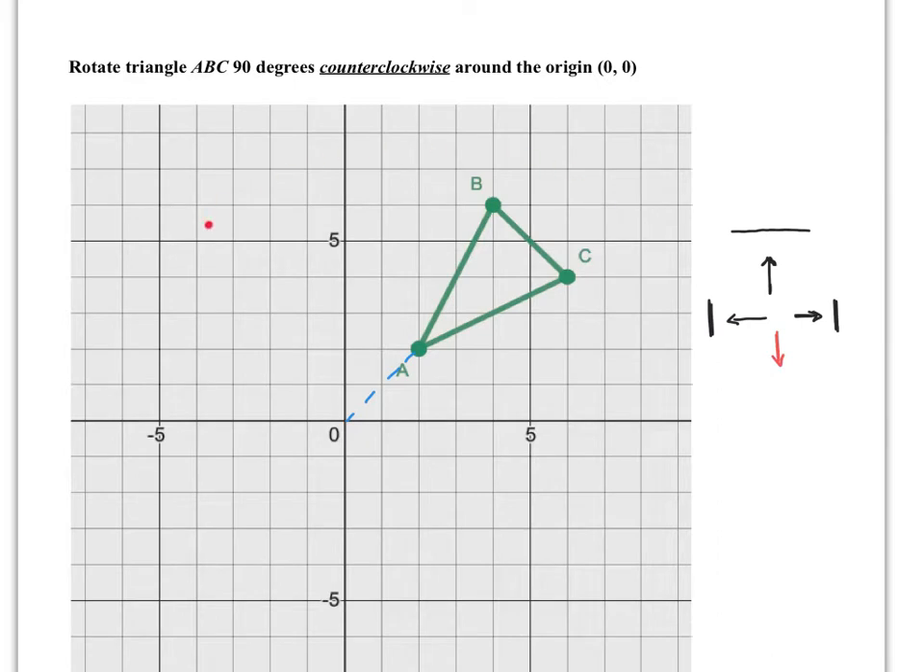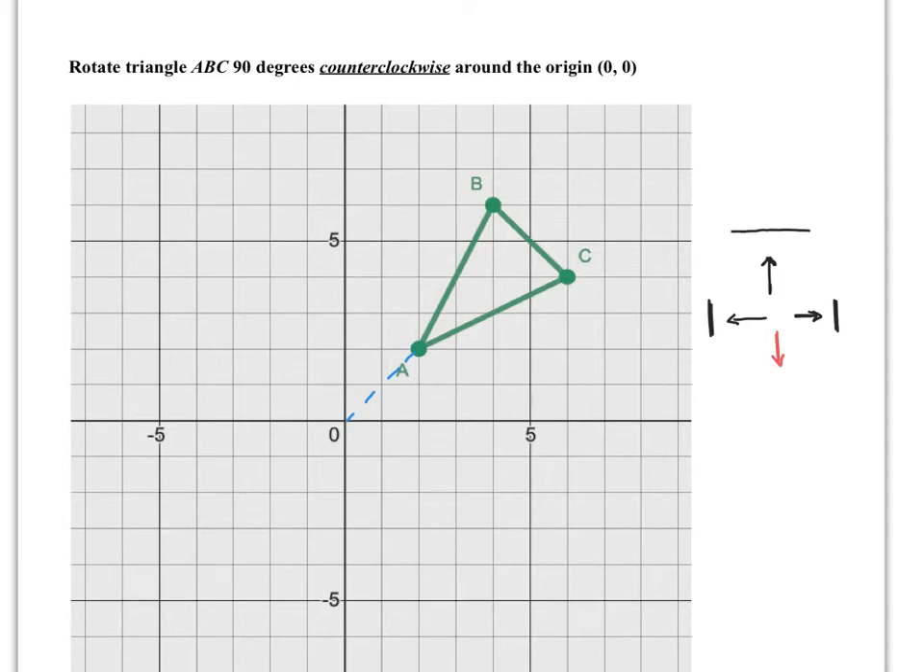So because I'm going in this direction 90 degrees, I'm going to expect my triangle to end up somewhere over here in quadrant 2. I'm also going to expect as that triangle moves over that it's going to swing and change a little bit. It's going to rotate itself, so it's almost going to turn a tiny bit.